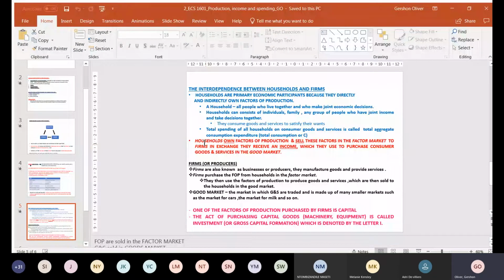So what are you going to get for your labor? You're going to get salaries or wages. What are you going to get for your capital? You're going to get interest. What are you going to get for entrepreneurship? You're going to get profits. And of course, there's another one I forgot, natural resources, which earn economic rents.